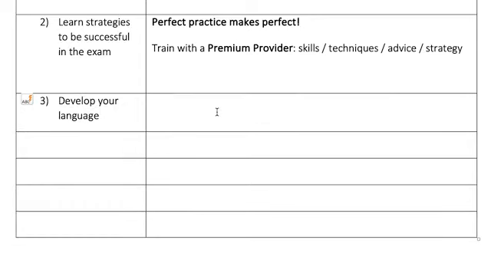Lots of people think, oh, I'll just learn some strategies, I'll just learn some tricks, and then I'll be able to pass the test. So many people say, I've got my test in 1 month, I need to learn the tips and tricks. Unfortunately, it's not a very good guarantee of success. Develop your language.